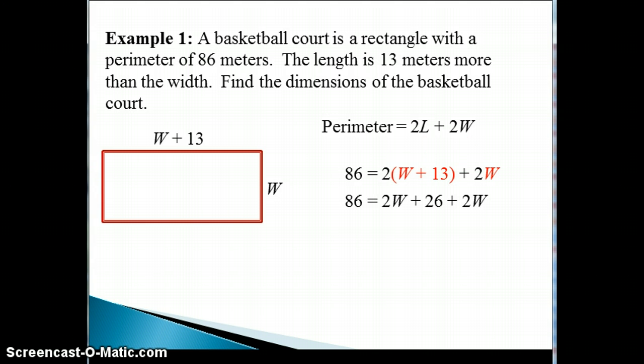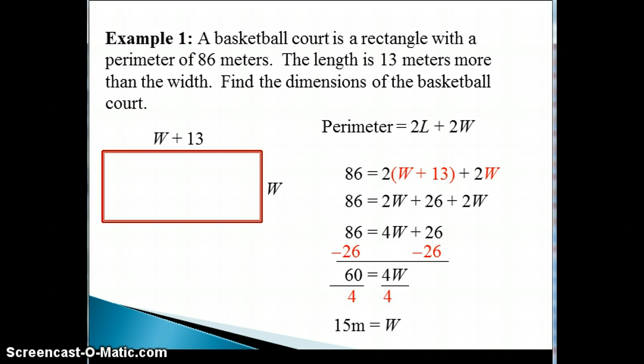To simplify the right side, we need to distribute the 2. We combine like terms to finish simplifying the right side. Now that both sides are simplified, we can collect the constant terms on the left by subtracting 26 from both sides. This gives us 60 equals 4w, and we can finish solving for w by dividing both sides by 4. Thus we see that the width of this rectangular court is 15 meters.